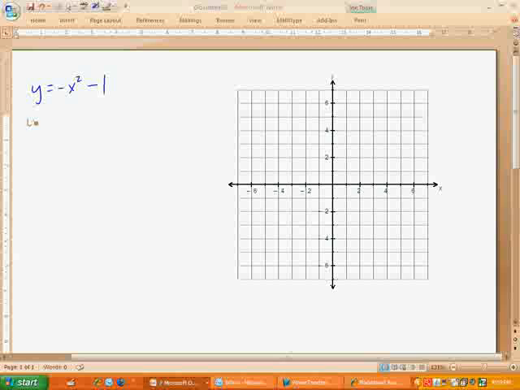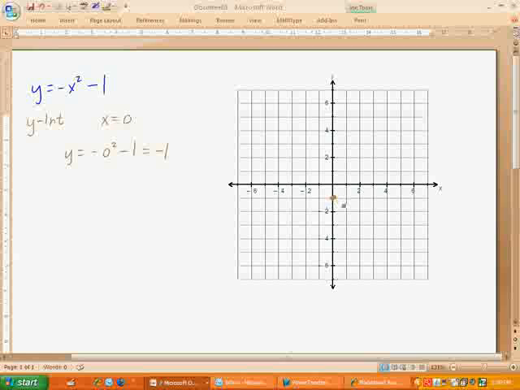Y-intercept. That's right. Now you don't actually have to do the y-intercept first. Okay. Now on the y-intercept you make x equals 0. The reason why it's nice to do the y-intercept first is because all of these equations will have a y-intercept. Negative 0 squared is 0 minus 1. So the y-intercept is negative 1. So we can put that down.